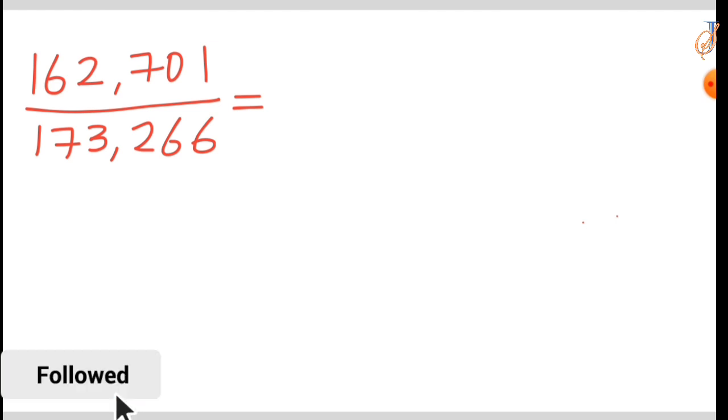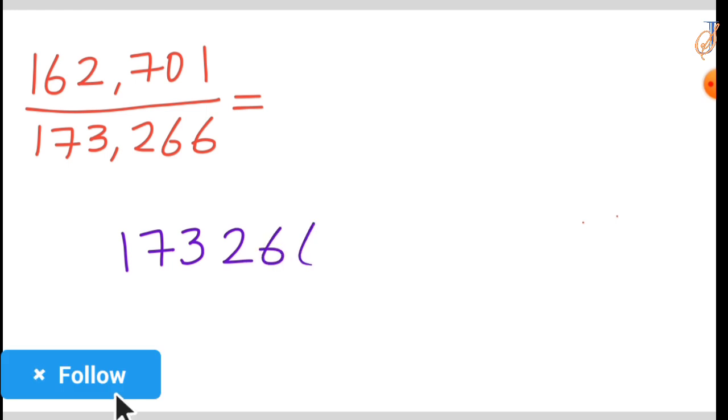To simplify, round the denominator to the nearest thousand. If you are rounding the denominator number to the nearest thousand, it makes calculations faster and more manageable. So that's why, 173,266. When you take the nearest thousand, we will get 173,000.